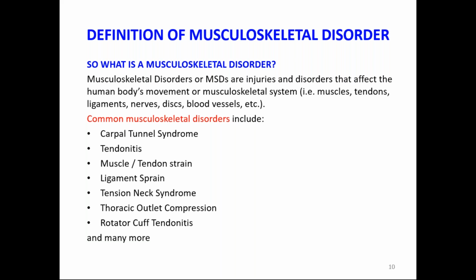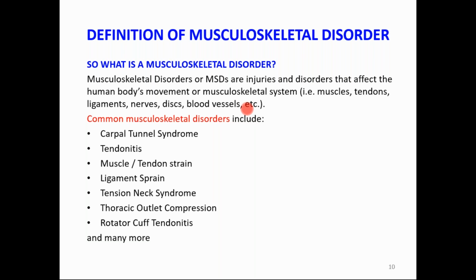So these are the definitions and some of the examples of these MSDs. MSDs are the injuries and disorders that affect the human body's movement or musculoskeletal systems. So that may affect the muscles, tendons, ligaments, nerves, discs, blood vessels, etc., depending on your condition, your type of work, the working hours, and the repetition of work.